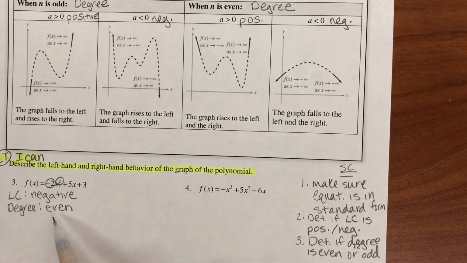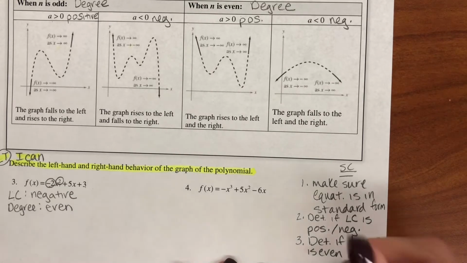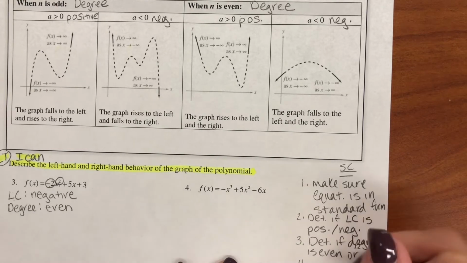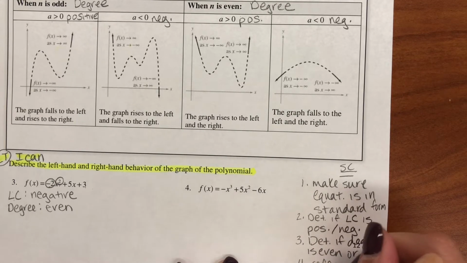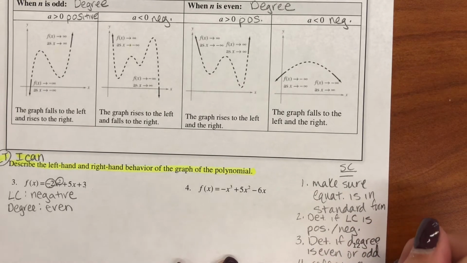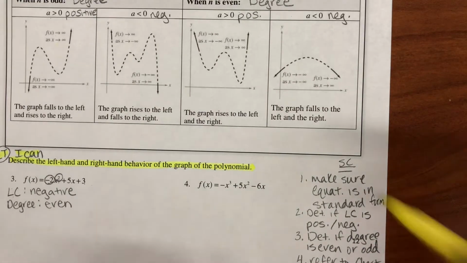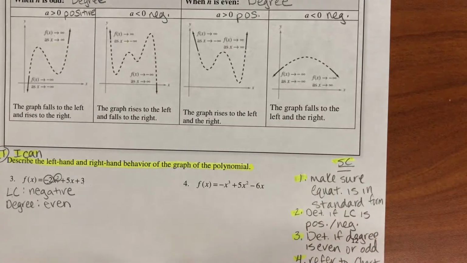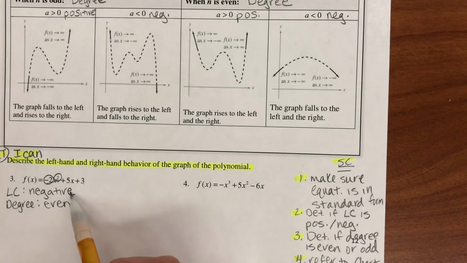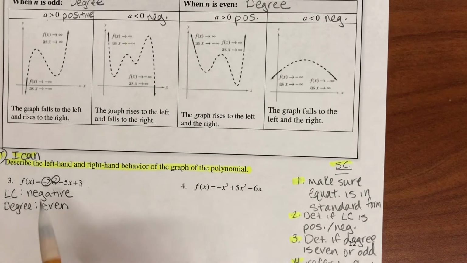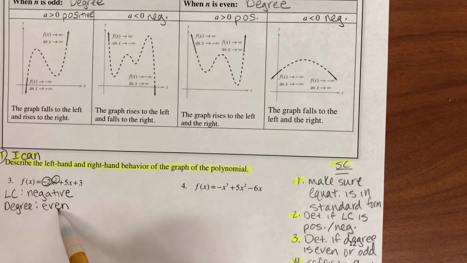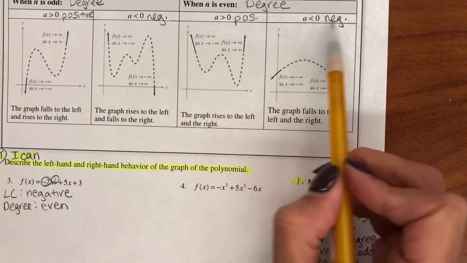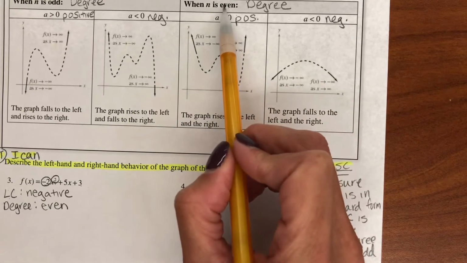So I'm going to use my chart. So step 4, refer to chart. All right, there's my steps. Put it in standard form. Figure out if leading coefficient is negative or positive, degree is odd or even. Now I'm looking at my chart. So I'm looking for a negative even here. So right here, negative, even.